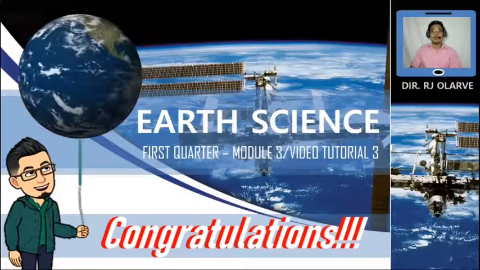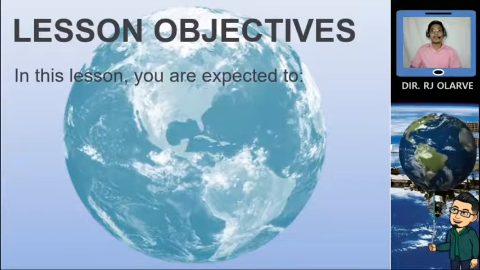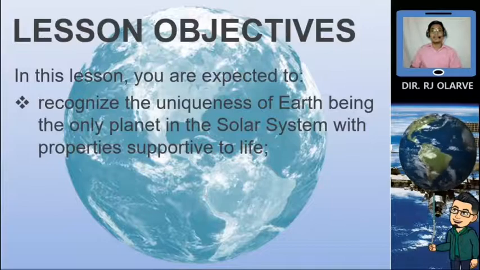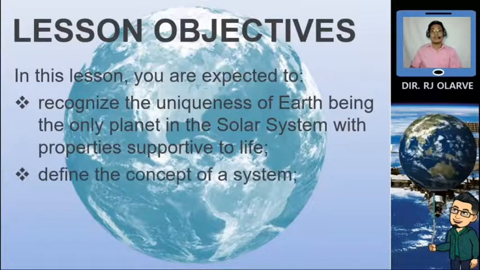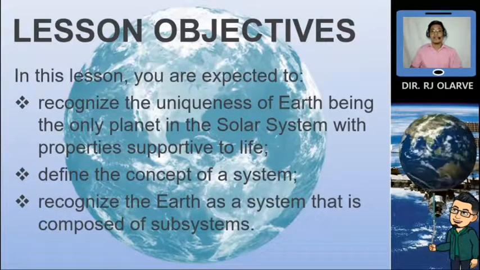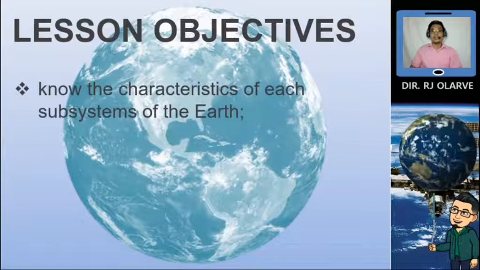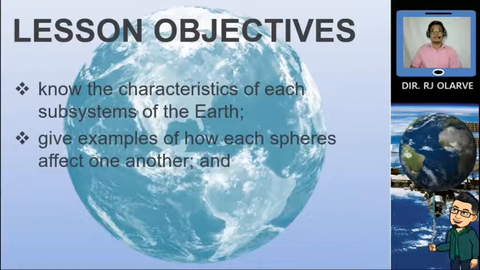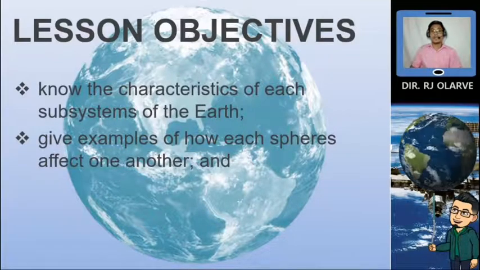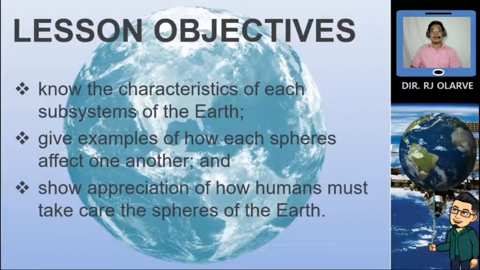And speaking again of objectives, let us have now the lesson objectives. In this lesson, you are expected to first recognize the uniqueness of Earth being the only planet in the solar system with properties supportive to life. Second, define the concept of a system. Third is to recognize the Earth as a system that is composed of subsystems. Fourth is to know the characteristics of each subsystem of the Earth. Fifth is to give examples of how each sphere affects one another. And lastly is to show appreciation of how humans must take care of the spheres of the Earth.